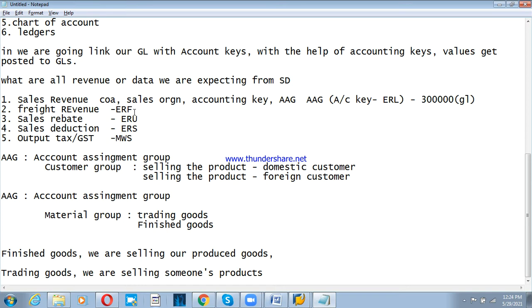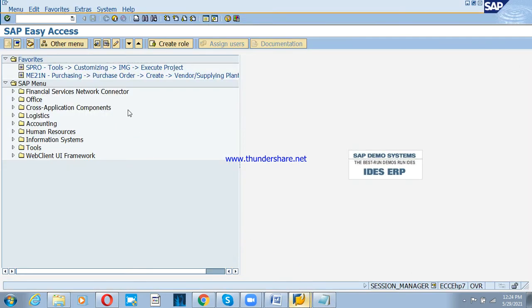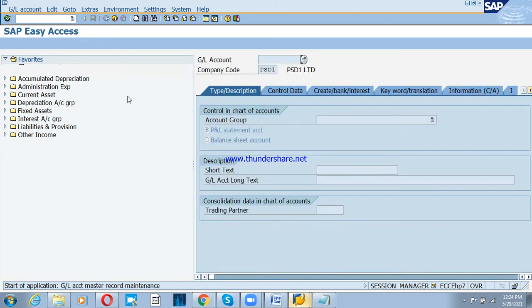Like that, when any freight revenue comes, for this accounting key I'm going to assign a GL. With the help of this accounting key, that value gets posted to that particular ledger. When any SD transaction happens, we can see it in the finance department. We'll go to the system and check which ledgers are available.